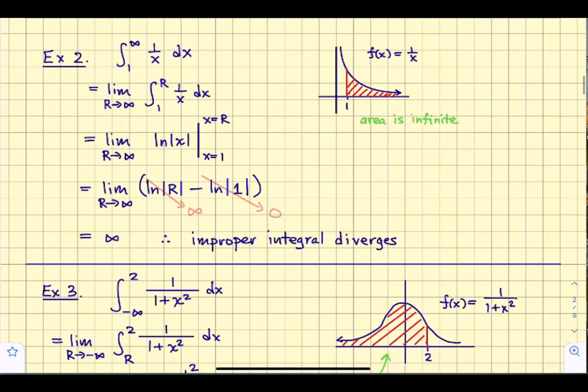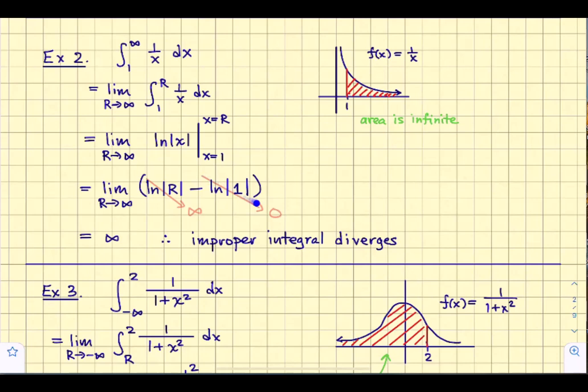As a second example, take a look at the integral from 1 to infinity of 1 over x dx. Again, this is an improper integral of the first kind, so we rewrite this as the limit as r goes to infinity of the integral from 1 to r of 1 over x dx. This is an antiderivative we're familiar with. We anti-differentiate, we evaluate between limits, we take this expression as a function of r, we take the limit of this as r goes to infinity.